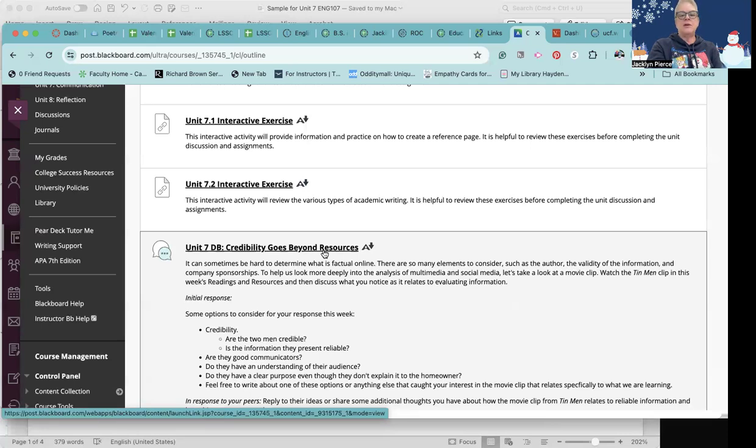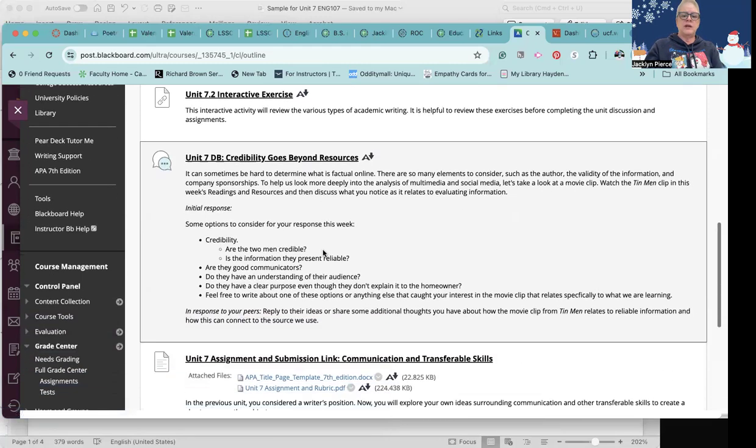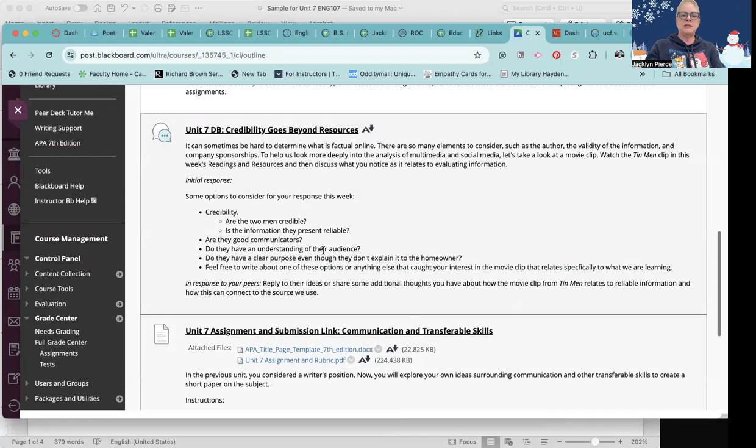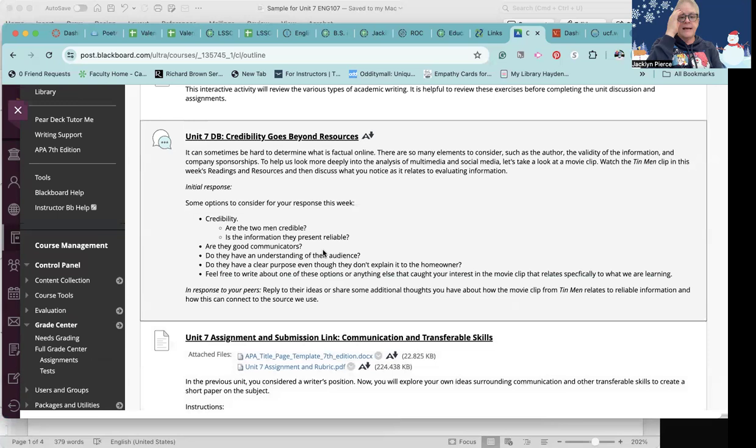And then the Unit 7.2 interactive deals with academic writing. So please make sure you do both of those before going into the two graded assignments. You do not have a journal this week. It's just a discussion and the essay. So let's talk about the discussion first.